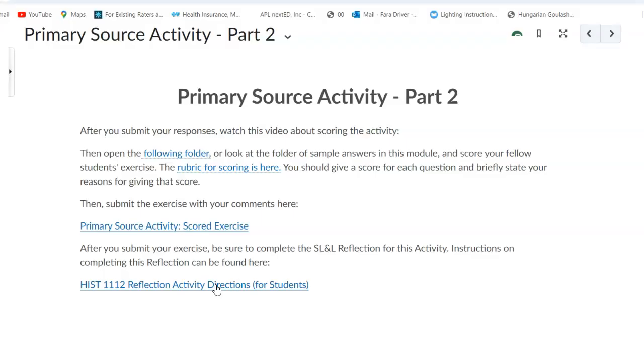You guys were selected as the target group for this first run with it. So after you finish uploading the exercise, you need to go answer those questions in that reflection. And again, I want this all, if possible, done by Saturday night.